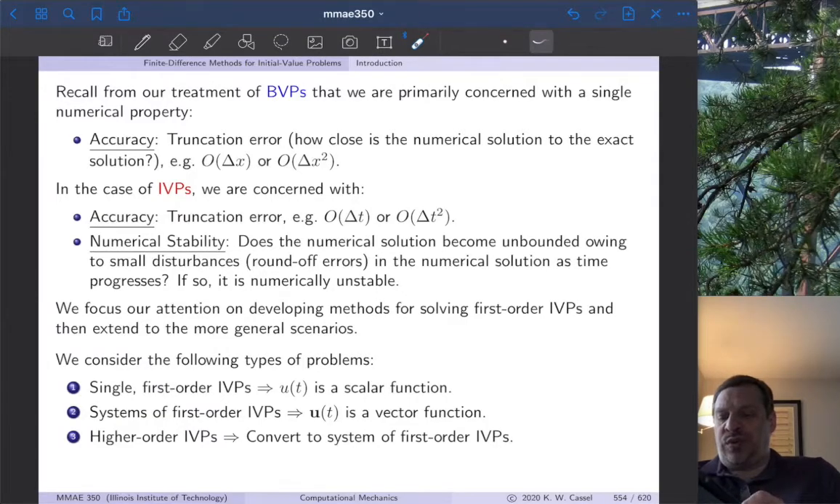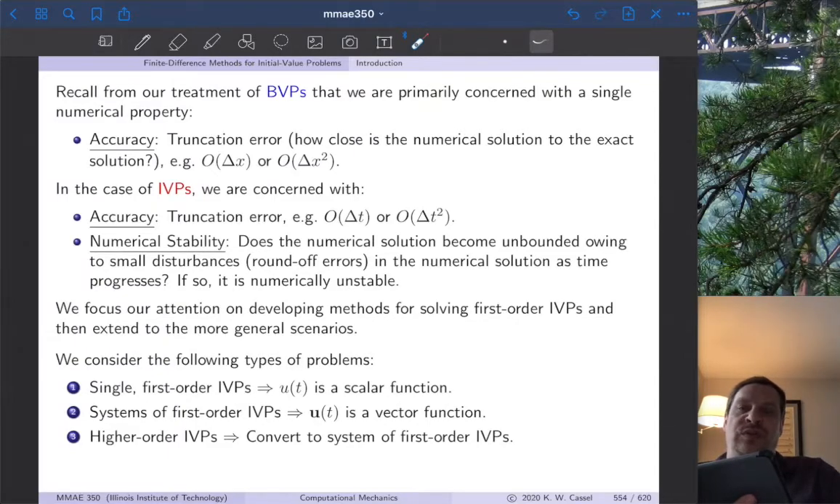So as usual, we're going to start with the simplest methods for the simplest problems, and then work our way up to more complicated scenarios. We'll start with first order initial value problems, and then extend to more general scenarios, and ultimately to PDEs. So first we'll do single first order initial value problems, one equation that's only first order in time. In that case, u of t is just a scalar function. Then we'll consider systems of first order initial value problems, where now u of t will be a vector function. So there are multiple u's, u1, u2, u3, all of which are functions of time.